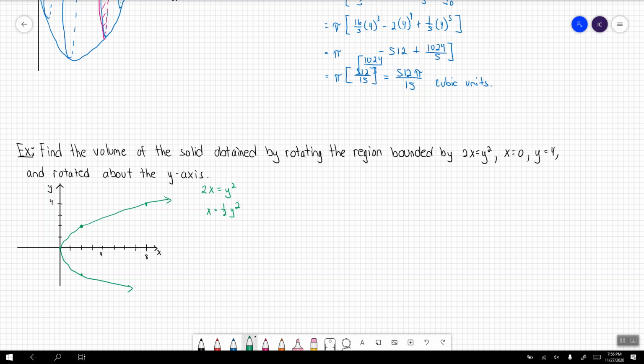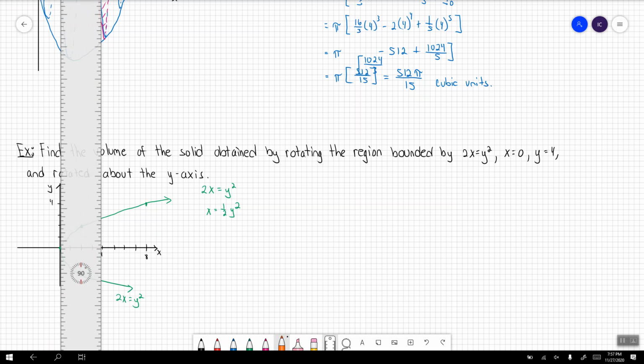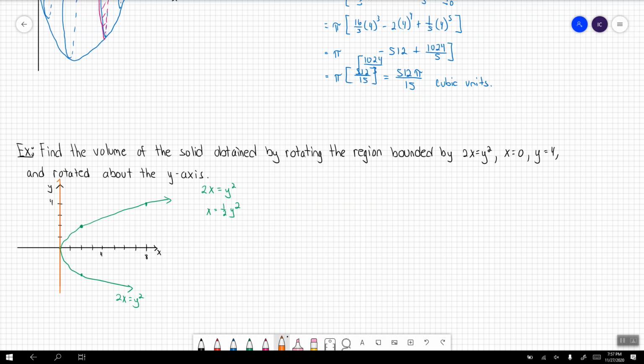And so this equation represents 2x is equal to y squared. Now we're also bounding by x is equal to 0 and y is equal to 4. So let's identify x is equal to 0. X is equal to 0 is another name for the y-axis. So again, this is x is equal to 0. And we also have y is equal to 4.